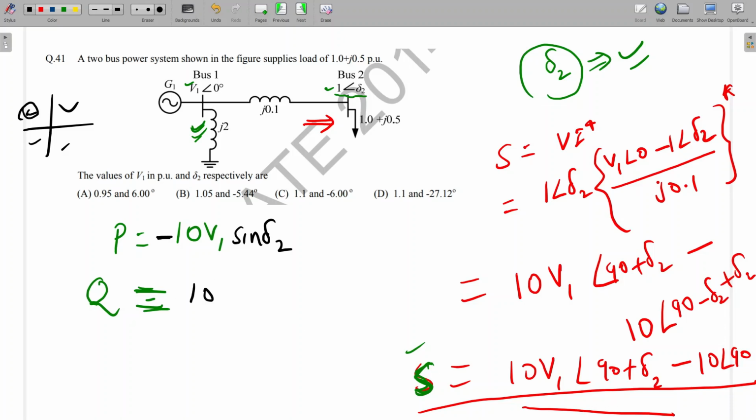So 10 V1 cos delta 2 minus 10. Now is it clear to all? Yes, sir. So these will be the two equations.